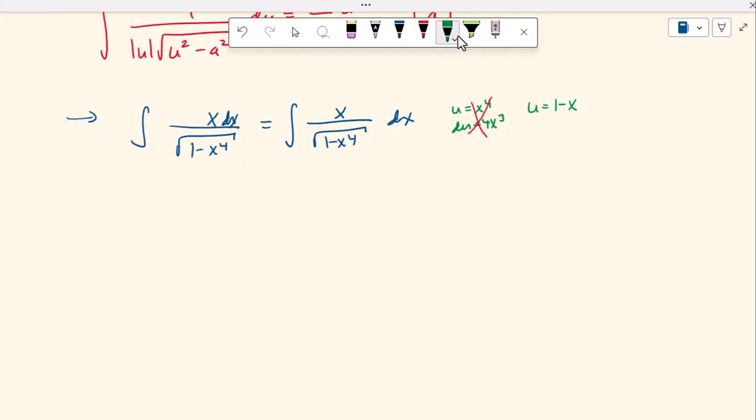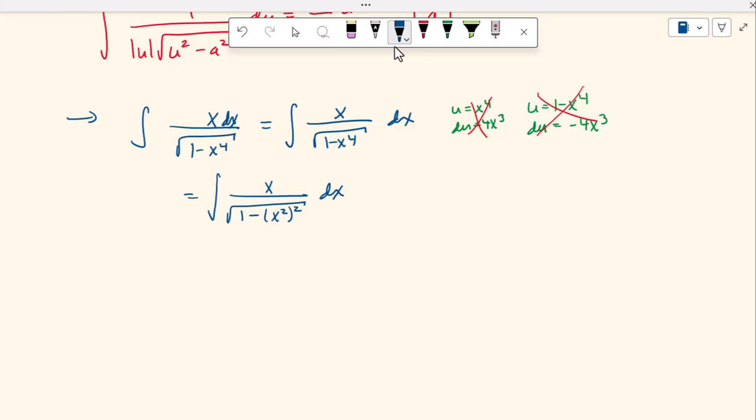Let's let u equal 1 minus x to the fourth. du would be minus 4x cubed. Still don't have that. So this is at the point where I think, I wonder if this fits one of those forms. If I could make this look like a squared minus u squared, then this could work.